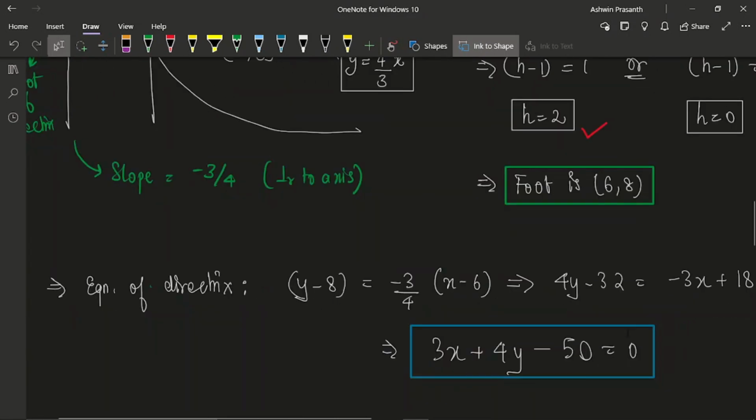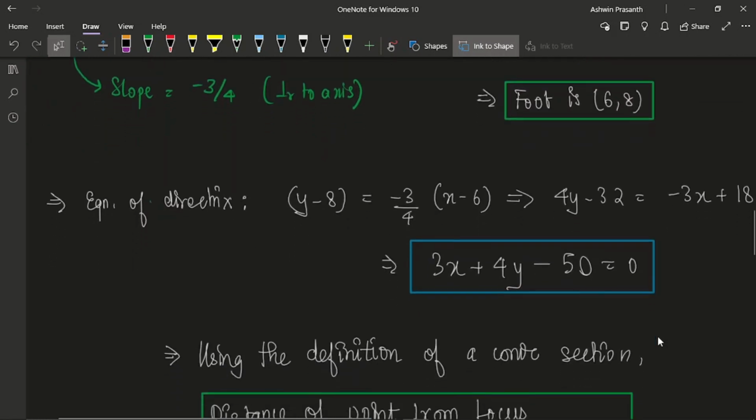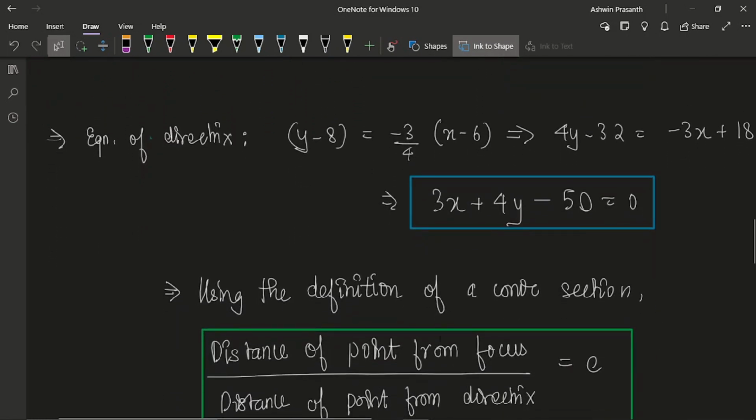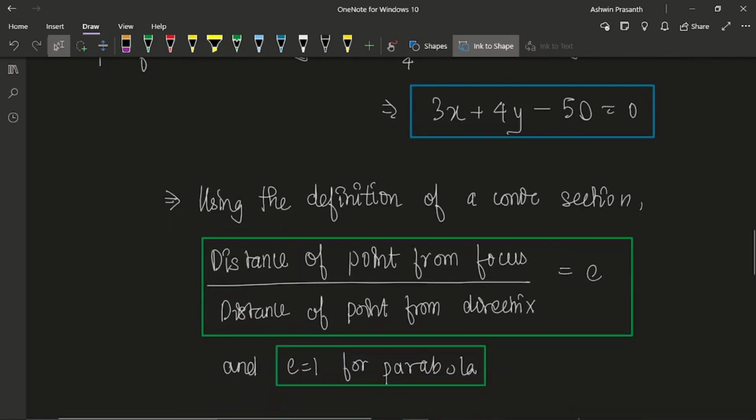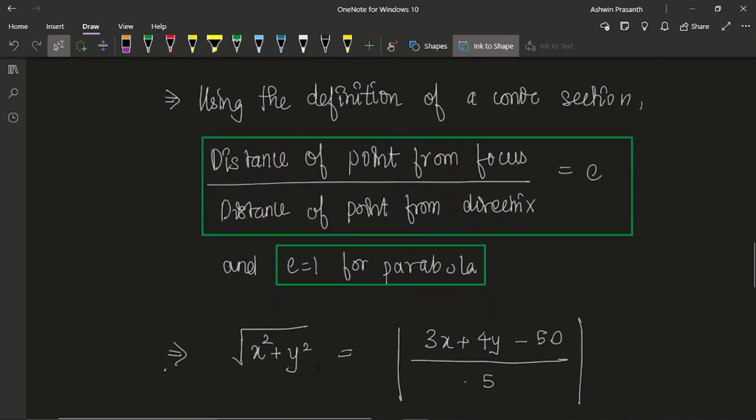Now we go to the last part of our problem, where we have to find the equation of the parabola. For that we will use the definition of a conic section, which says that the ratio of the distance of a point from a fixed point, the focus, to its distance from a fixed line, the directrix, is equal to e, the eccentricity of the conic section. In the case of a parabola, eccentricity is equal to 1. Based on this, we can write the equation of this parabola. The focus is (0, 0), so the distance of some point from it will be root of x² + y². And the directrix we found is 3x + 4y - 50.